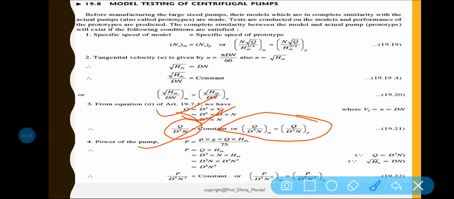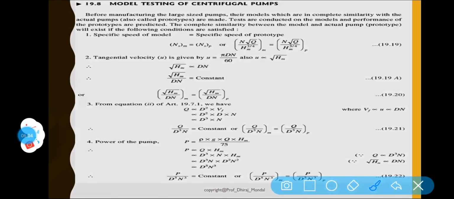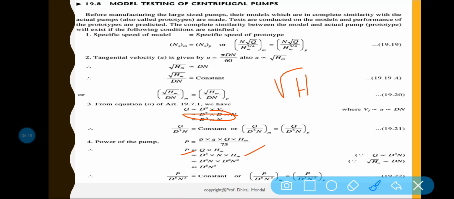Again, power is equal to rho g Q H by 1000, or by 75 if you are taking it in horsepower. So P is proportional to Q into Hm. We already have Q proportional to D cube N, so P is proportional to D cube N into Hm. Now put the value of Hm, because root Hm is proportional to D N.